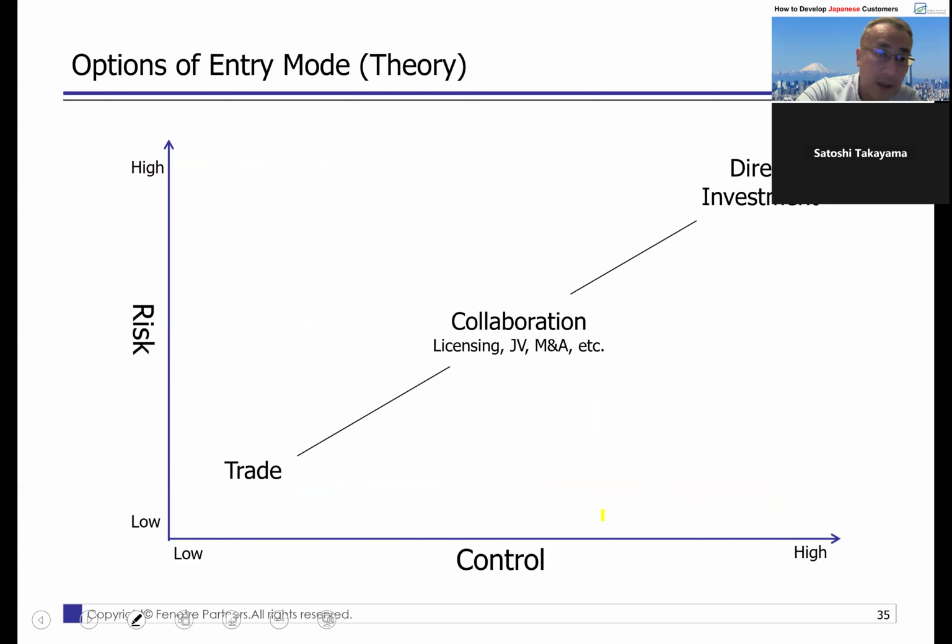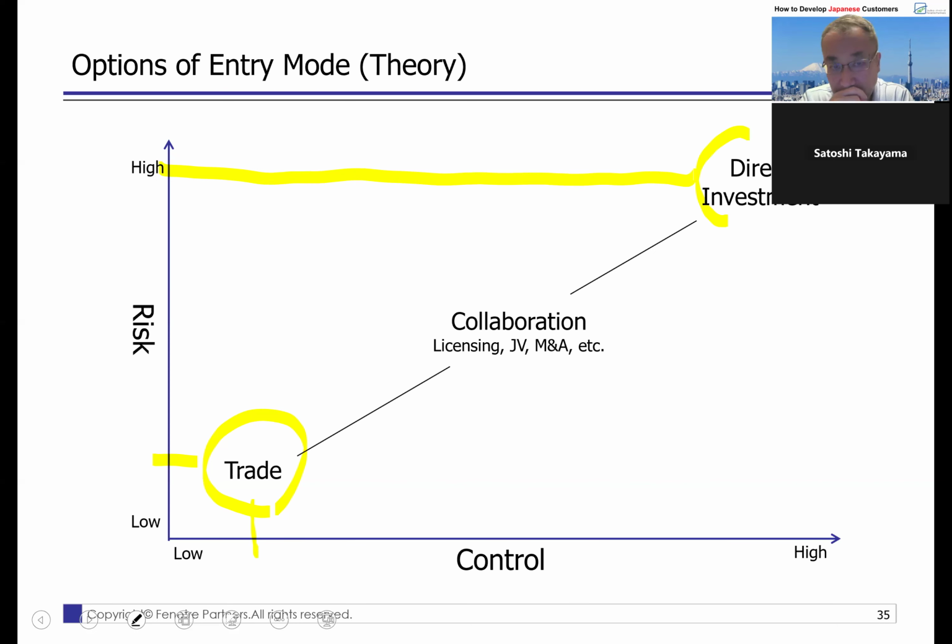So the reason why you expect just having a distributor as a solution is low risk. Of course, you don't need to pay upfront, but you don't get the control. On the opposite side, there is direct investment for setting up your own office and hiring local talents, but it requires a lot of investment upfront. So our recommendation is here.